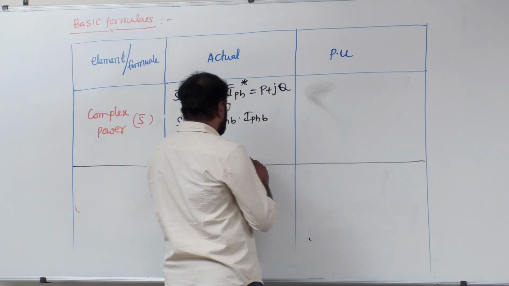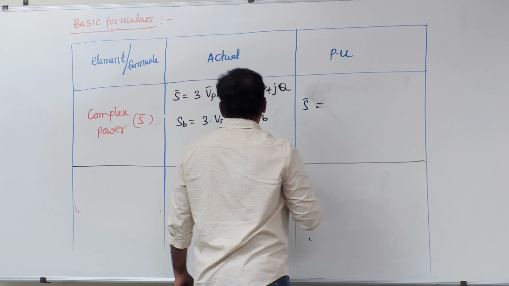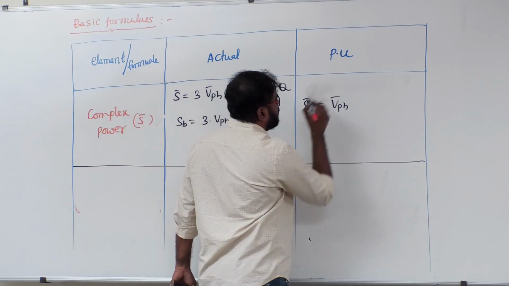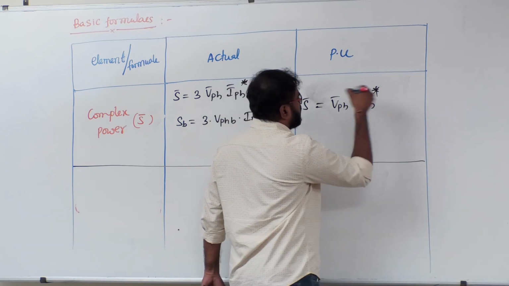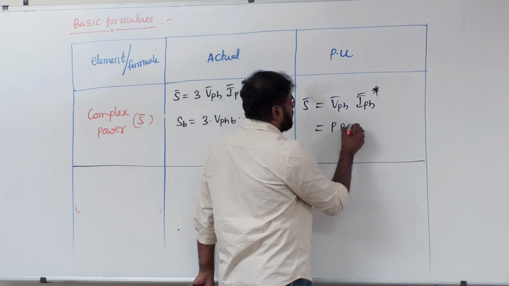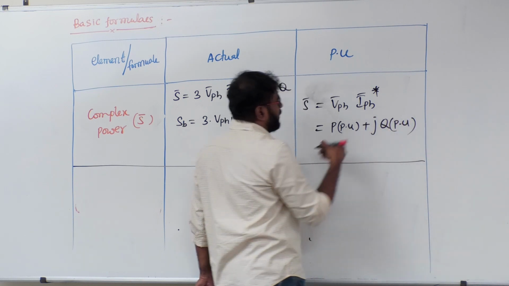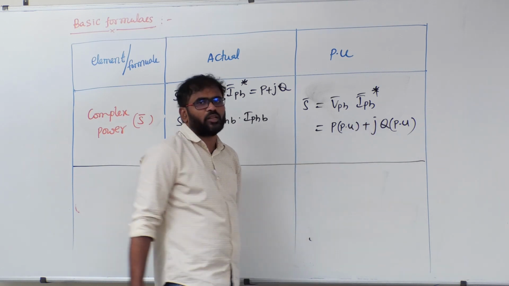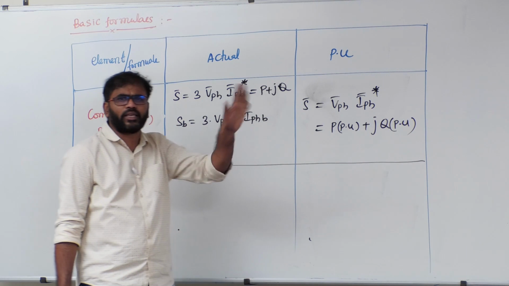So what is the complex power in per unit? The 3 gets cancelled, so V phase per unit multiplied by I phase per unit conjugate. In this, the real part is P per unit, and the imaginary part is Q per unit. So the real part is the active power per unit, and the imaginary part is the reactive power per unit. Simply V phase I phase conjugate, nothing else.